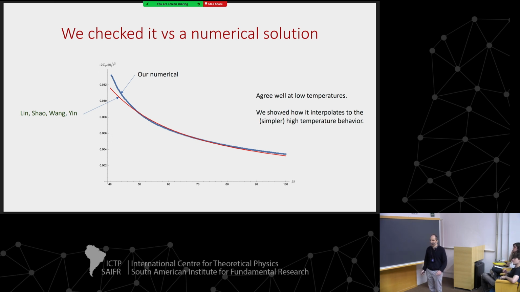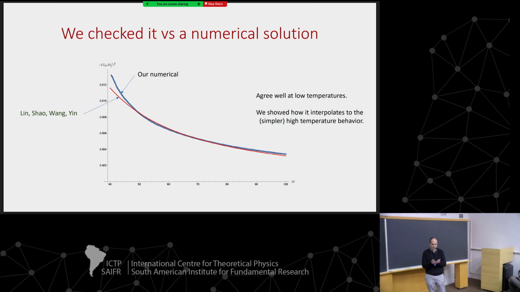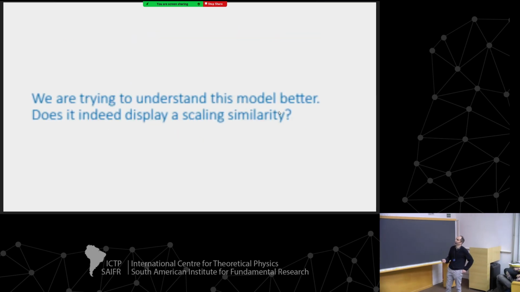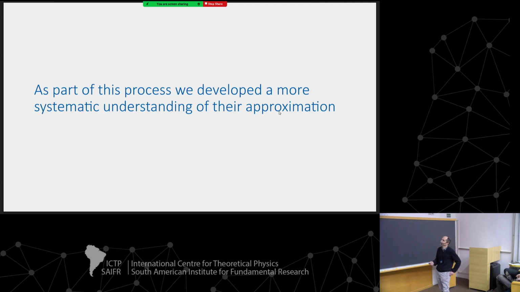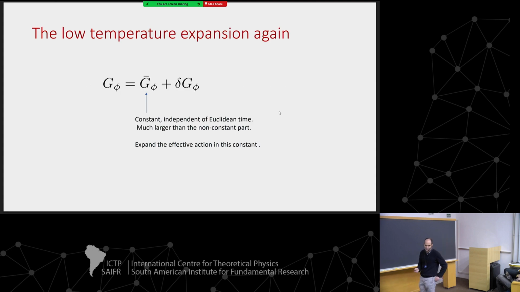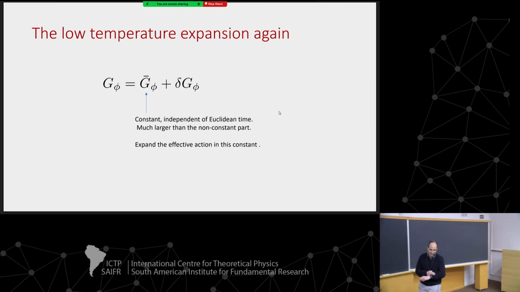to the high temperature analysis, which is simpler to analyze this model at high temperatures, because if you have some quantum mechanical model with a potential at high temperatures, the field just starts oscillating and so on, and you can neglect the bosons and apply, let's say, classical thermodynamics, and get the behavior at high temperatures. So now we are trying to understand this model better and see whether it indeed displays the scaling similarity. And as part of this process, we developed a better understanding of their approximation, which I'll now try to explain, to explain the physics of this model.